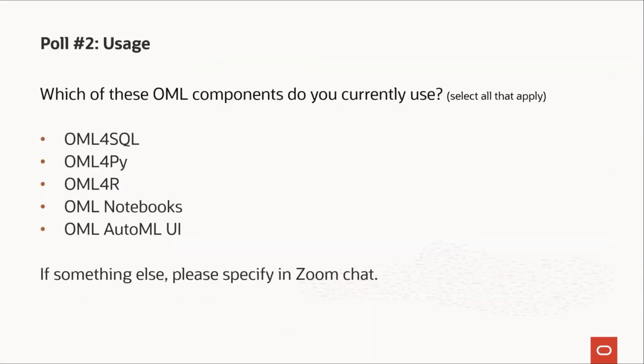So let's get a sense of which OML components you currently use or have at least tried. And if something else comes up, please specify that in the Zoom chat. So we're looking at here, SQL, Python, R, notebooks, or the AutoML UI. So we've got, let's see, 70%, 73% are using OML Notebooks. OML for SQL at about 40%. OML for Py, another 40%. The AutoML UI, we've got about 15% there. And the same thing with OML for R. So this is really great to see that we've got such a range of folks leveraging this technology.